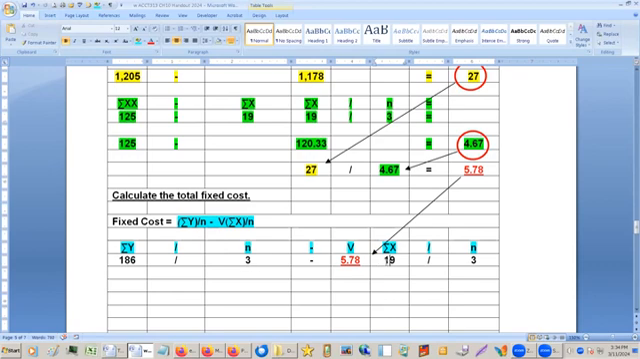So on average, here's the total number of units. There's how many data points we have, 3, so divide them. There's the average number of units times the variable cost per unit. So this will be the average variable cost. So this is the average total cost minus the average variable cost. Okay, 186 divided by 3 is 62.